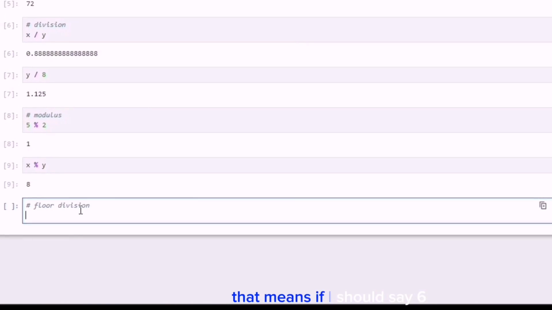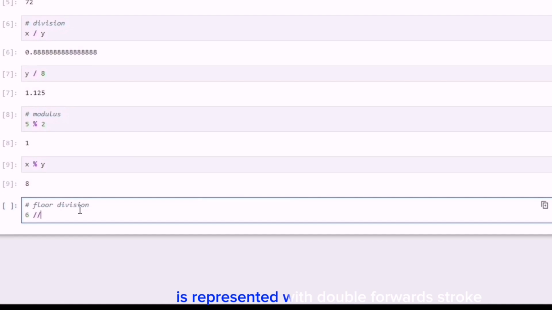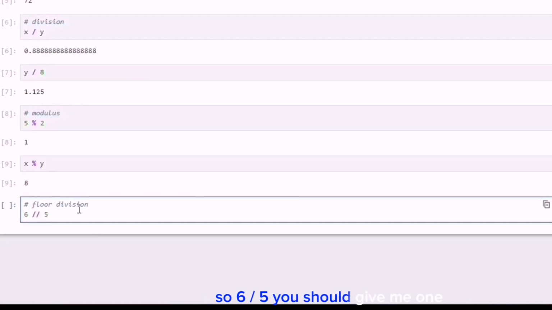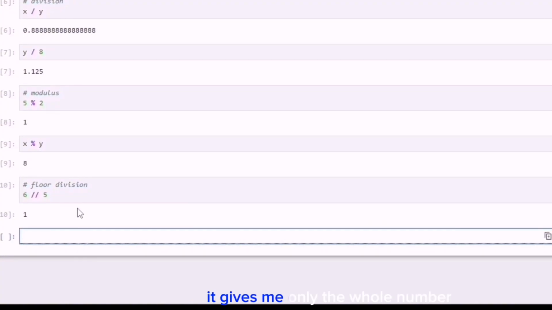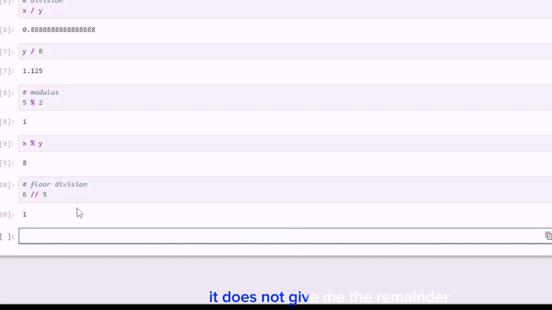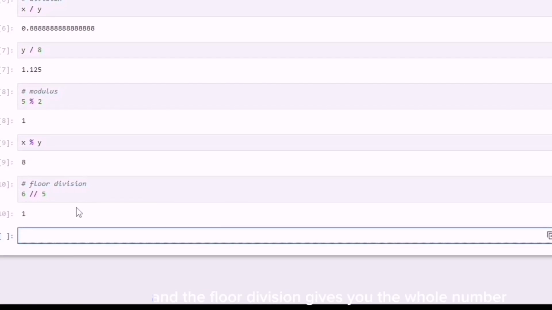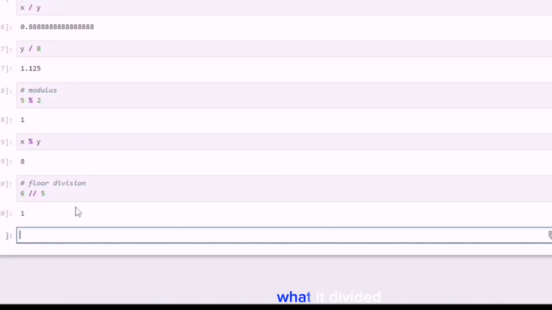That means if I should say 6, and floor division is represented with a double forward slash, 6 divided by 5 should give me 1. It gives me only the whole number. It does not give me the remainder. Just like the modulus gives you the remainder, the floor division gives you the whole number of what it divided.